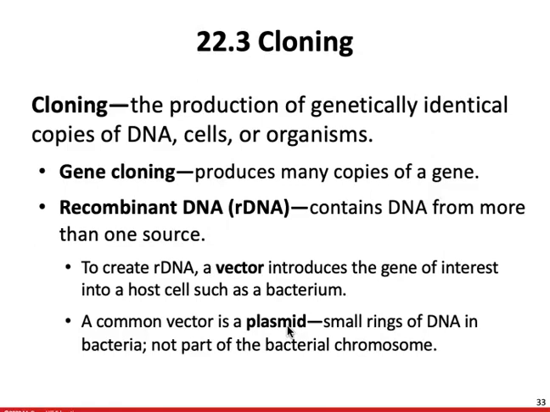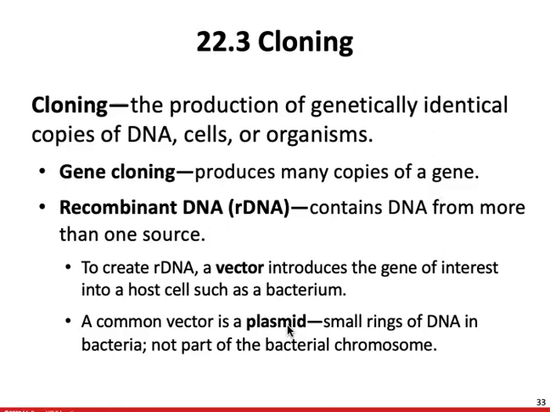So to create recombinant DNA, a vector is going to be used to introduce the gene of interest into a host cell. Usually the host cell will be a bacterium. A common vector that we'd like to use is a plasmid. If you remember way back when we talked about bacterial structure, we talked about how bacteria often have extrachromosomal DNA known as plasmids.